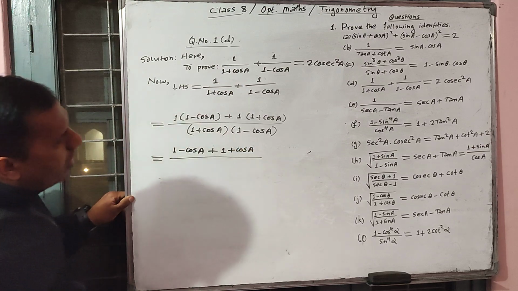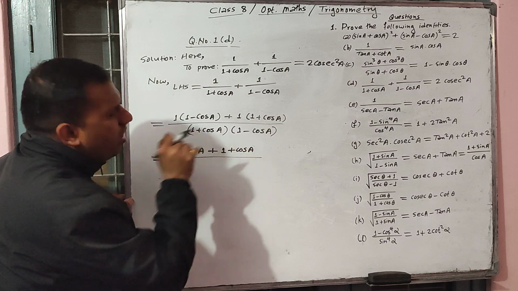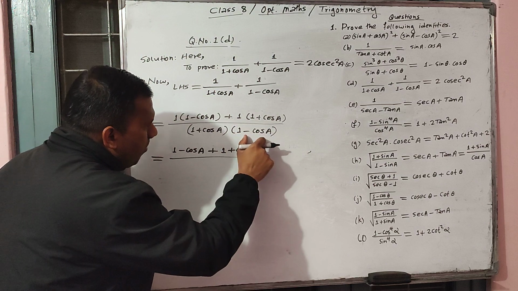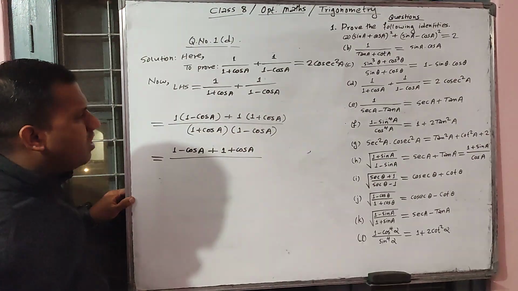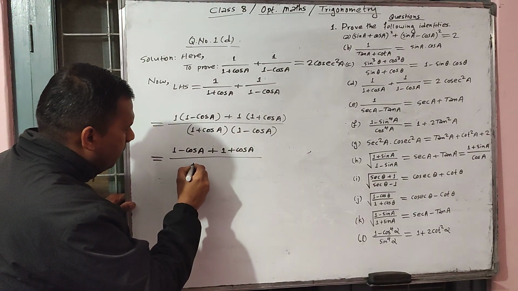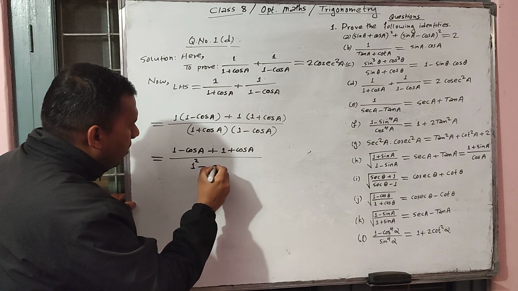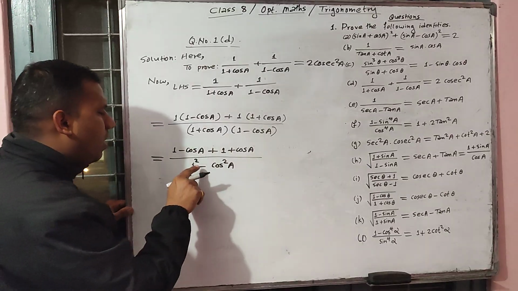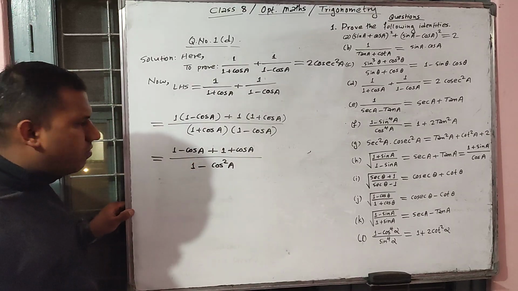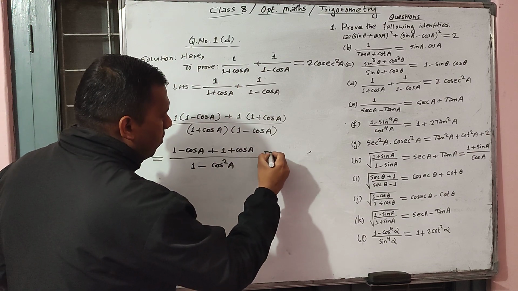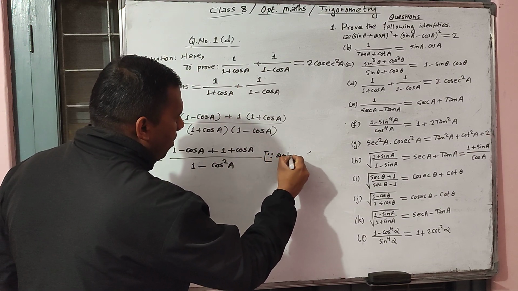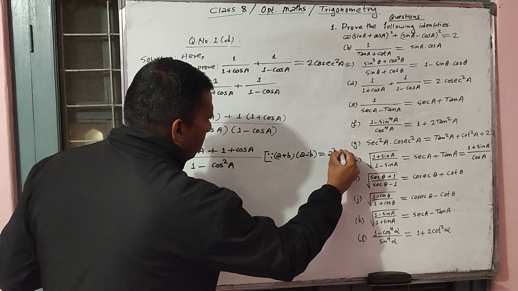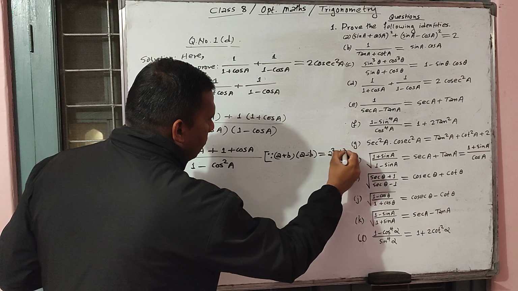Whole upon the denominator: this 1 plus cos A is in the a plus b form, and 1 minus cos A is in the a minus b form. So it makes a plus b times a minus b, whose formula is a square minus b square. So 1 square minus cos square A. For 1 square we can write just 1, we know that 1 square is 1. So use the formula here: a plus b times a minus b equals a square minus b square.